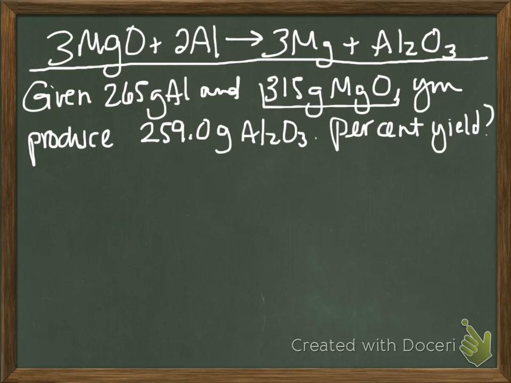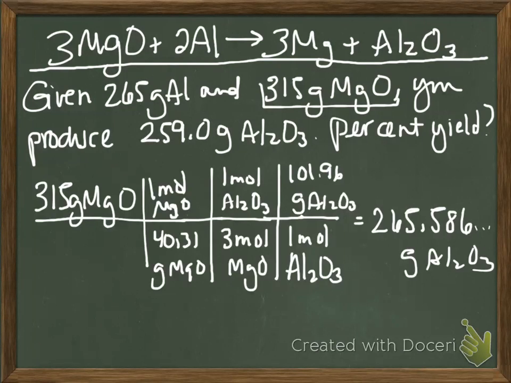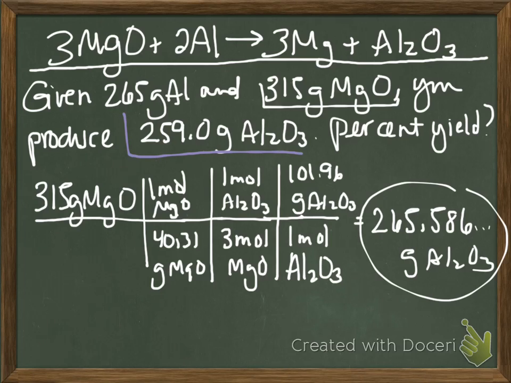So knowing that the magnesium oxide is the limit, let's get our theoretical yield. Starting with our limiting, we get a theoretical yield of 265.586 grams of aluminum oxide, etc., etc. The decimals go on. So when we go to set up our percent yield, we're going to take our actual and our theoretical, divide and multiply by 100.